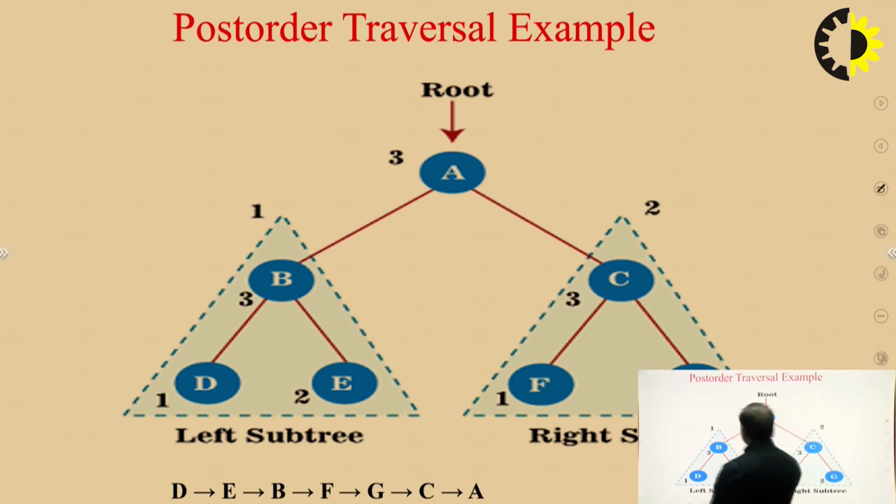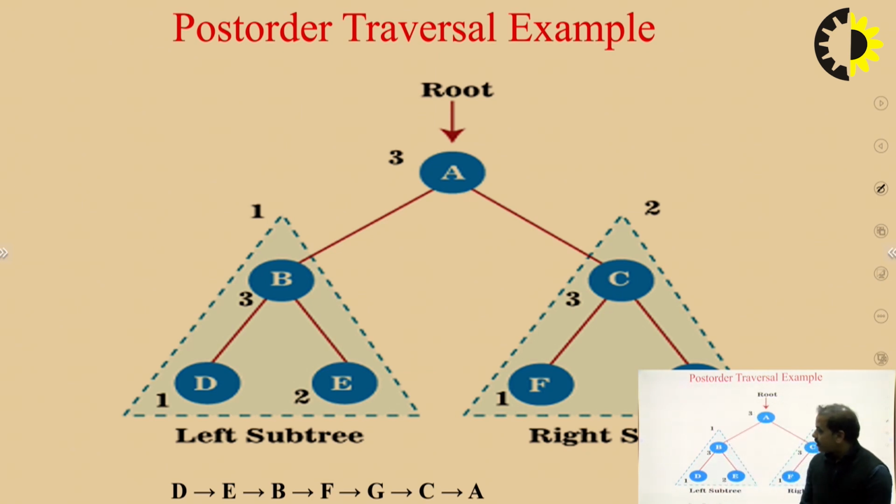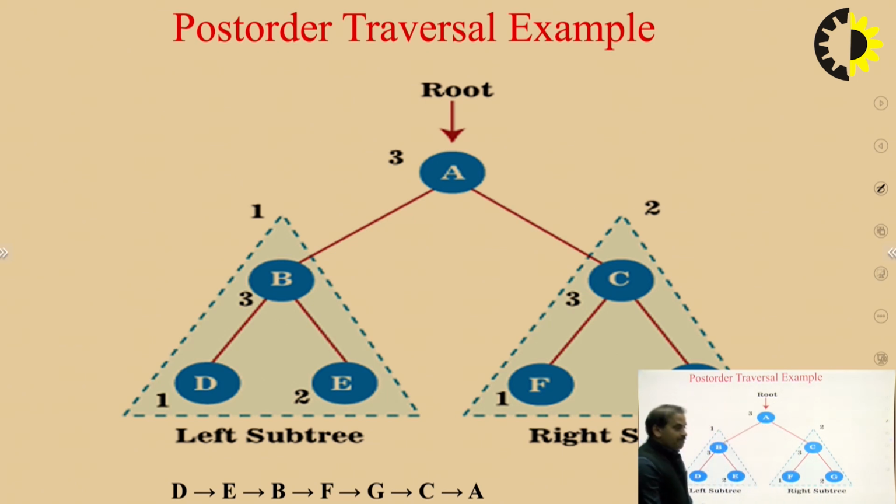This is also a binary tree, the same binary tree which was discussed in pre-order. We want to process this tree by using post-order traversal. In the case of post-order, as we discussed earlier, first we process the left subtree, then the right subtree, and then the root. In the given tree, A is the root node, B is the left subtree of root node A, and C is the right subtree of root node A.